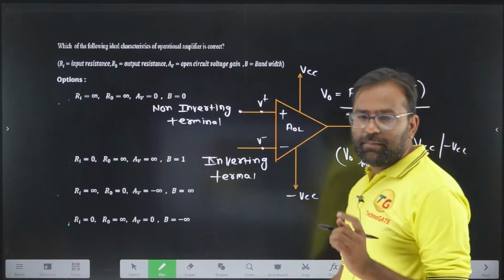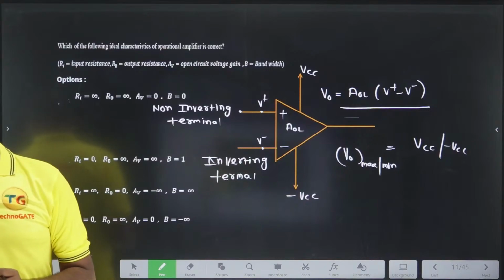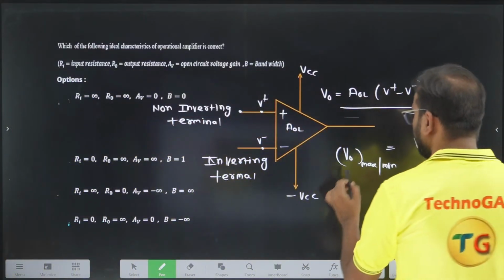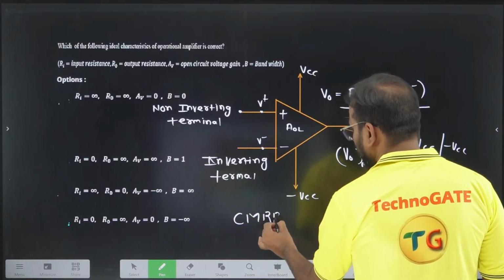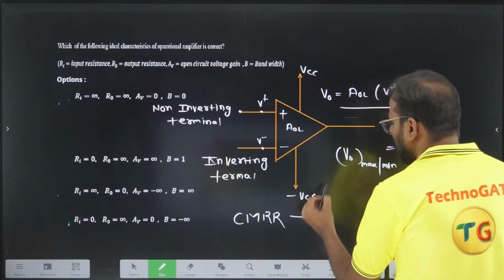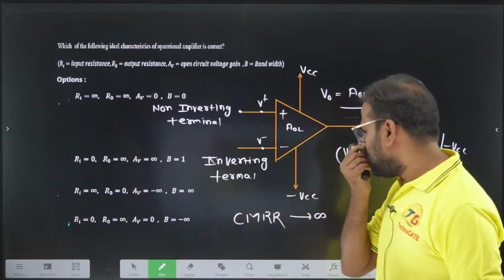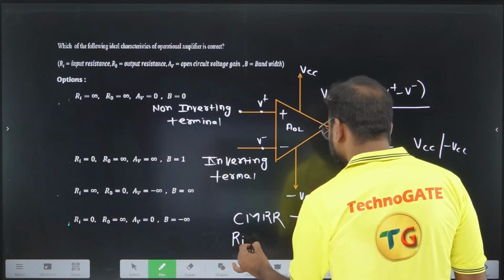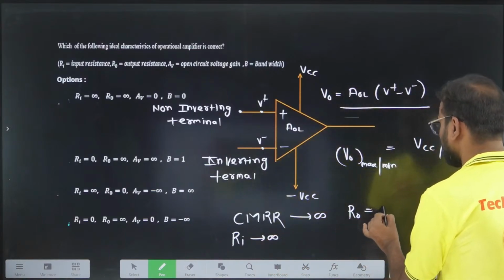Keep one thing in mind: an ideal op-amp is an ideal differential amplifier. For any ideal differential amplifier, what is the CMRR? CMRR is equal to infinity. An ideal differential amplifier will not entertain the common mode signal; it will reject the common mode. What is the input resistance for an ideal op-amp? Input resistance is infinite. What is the output resistance? Output resistance is 0.